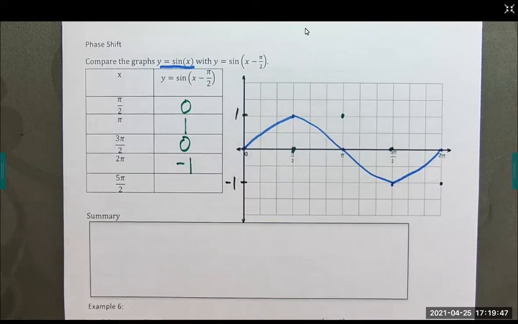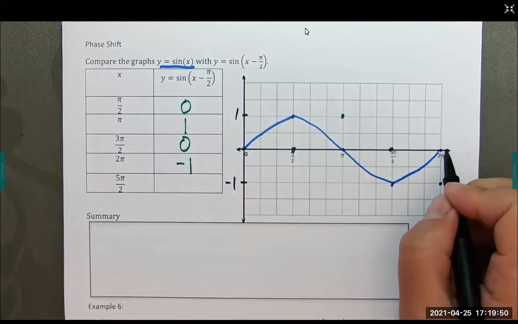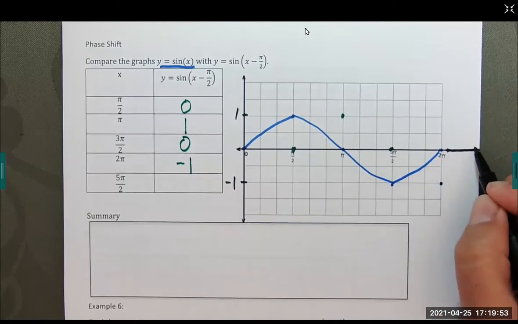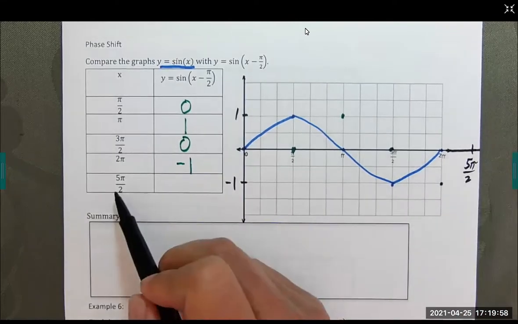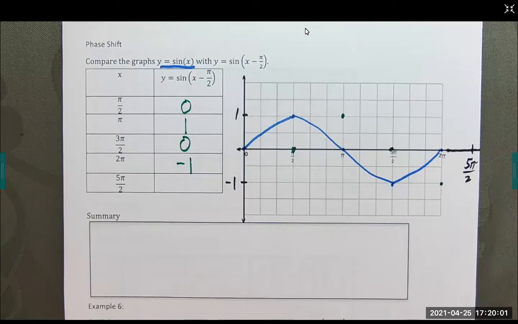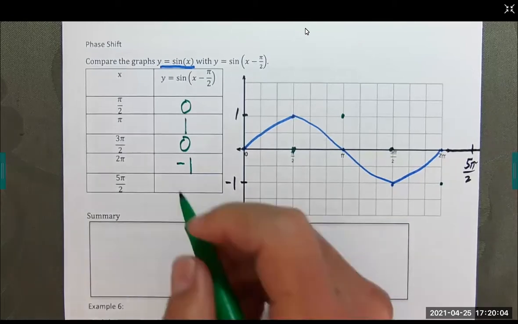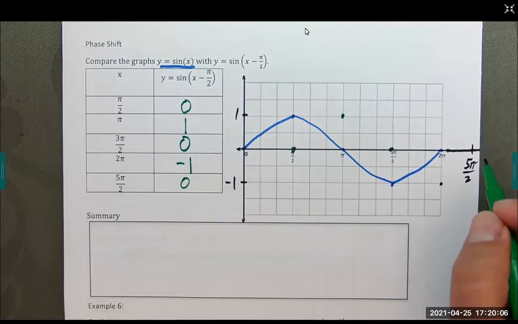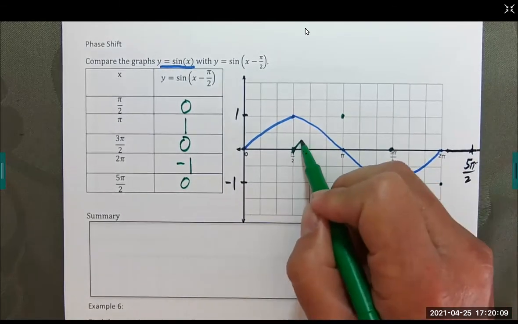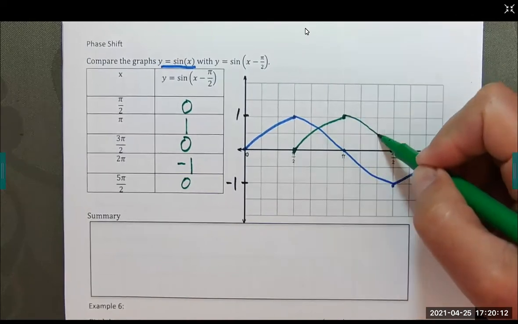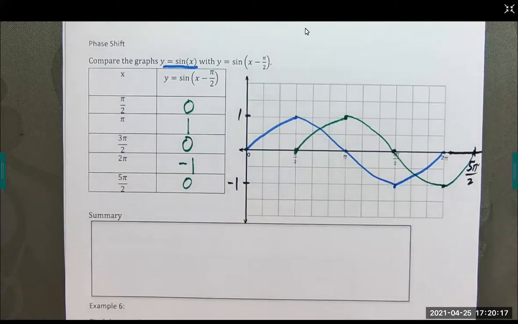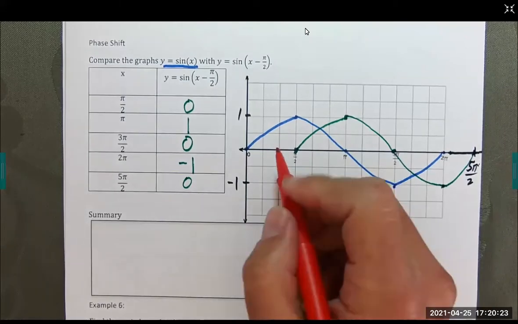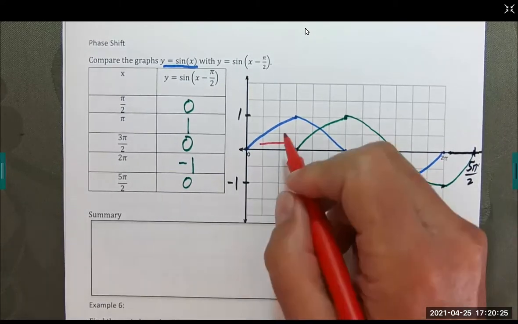And we have to actually extend our graph. It's not big enough, and this is going to be an exaggeration. At 5 pi over 2, 5 pi over 2 minus pi over 2 is 4 pi over 2, or 2 pi, and sine of 2 pi is 0. That brings us back up here. And you can see we end up with a graph looking similar to our blue graph, but everything's shifted over by pi over 2. So everything is shifted to the right by pi over 2.